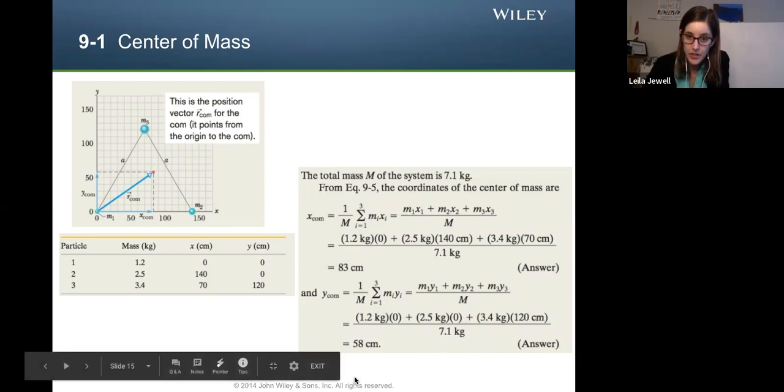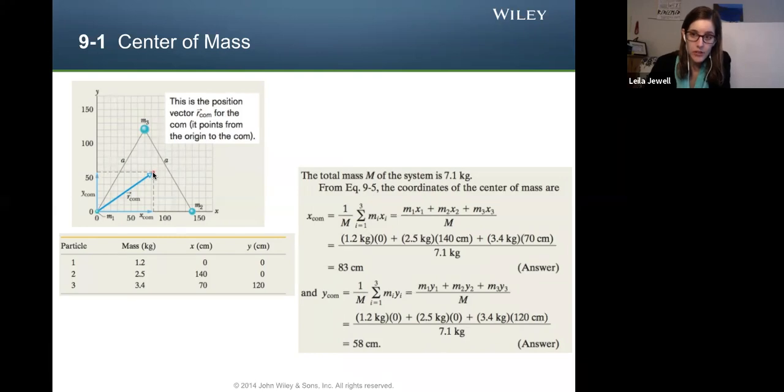So that tells us the coordinates of the center of mass. It's at 83, 58 centimeters, which is shown right here in the figure. So not quite the very middle. It's closer to particles 2 and 3 because those are more massive than particle 1.